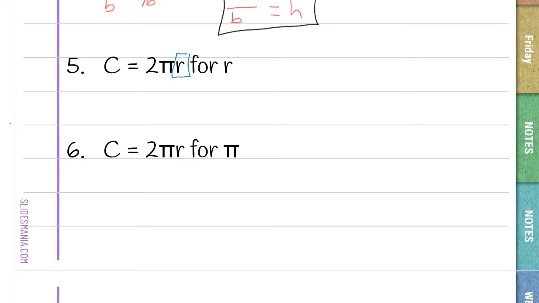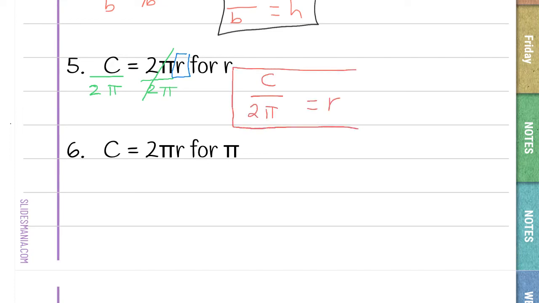Now, I need to put that 2 pi to the other side, but I need to figure out what operation is being used here. Well, that's 2 times pi times r. So it's multiplication, right? There's nothing in between. That means it's multiplication. I can go ahead and move both of these together since they're right next to each other. So I'm going to divide by 2 pi because that is the opposite of multiplication, right? This reduces to 1, and I have to do it to this side as well. So then I'm left with my answer, which is c over 2 pi is equal to r.